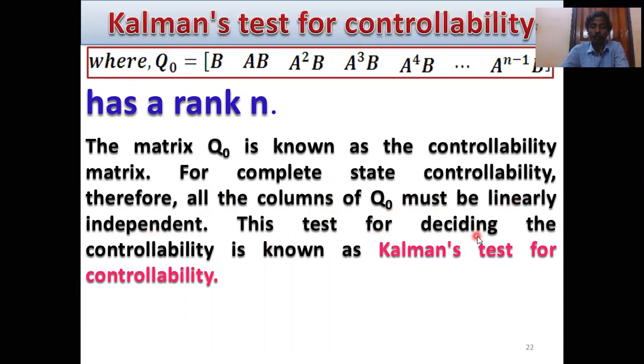This test for deciding the controllability is known as the Kalman test for controllability. So, this sentence again: the matrix Q0 is known as the controllability matrix. For complete state controllability, this is also a very important sentence, therefore all the columns of Q0 must be linearly independent. This test for deciding the controllability is known as the Kalman test for controllability.